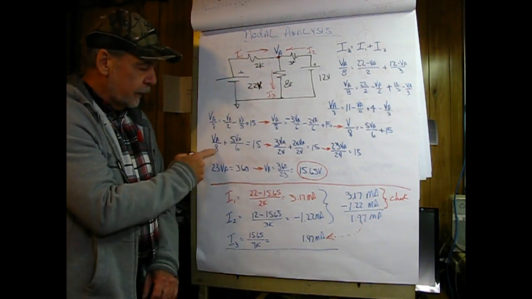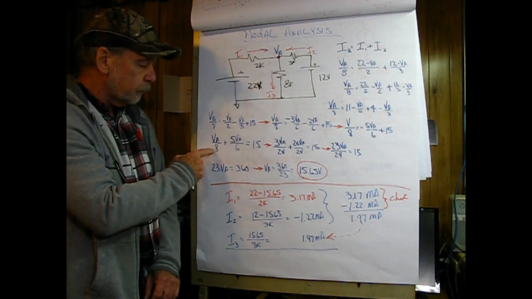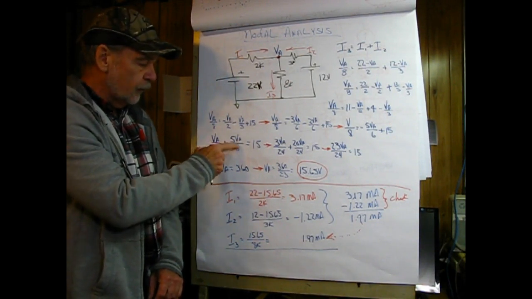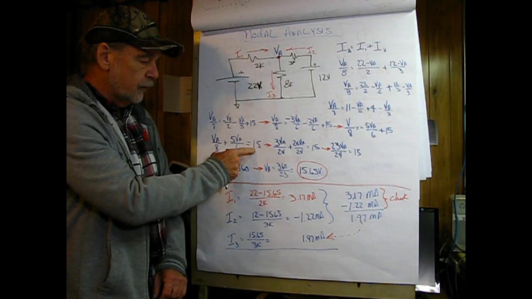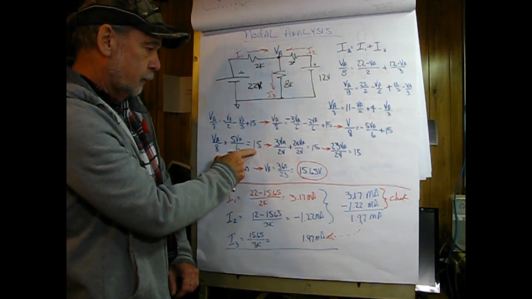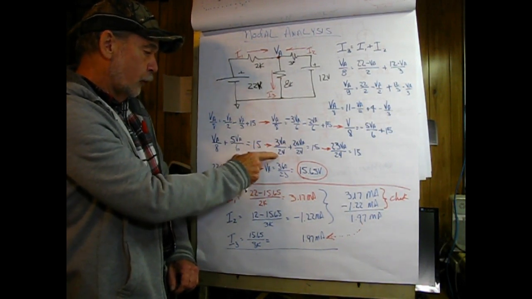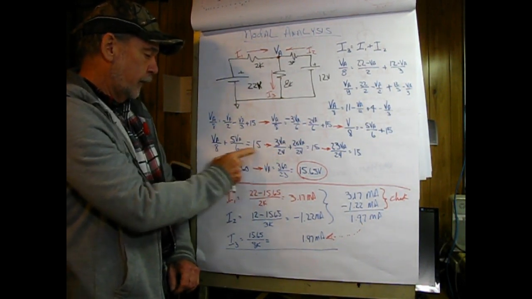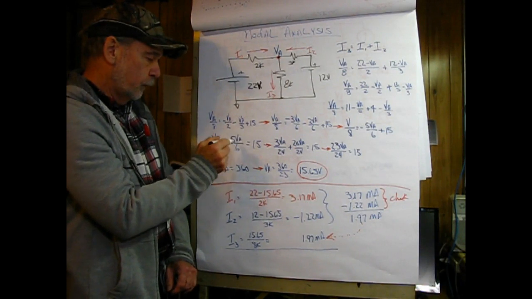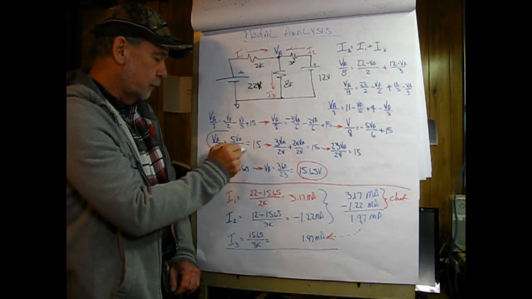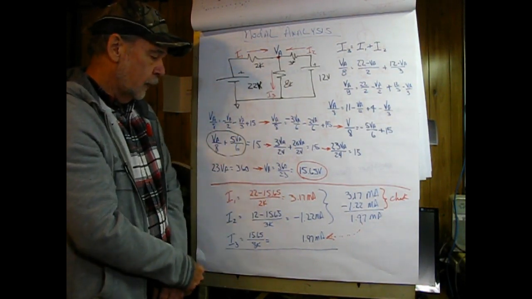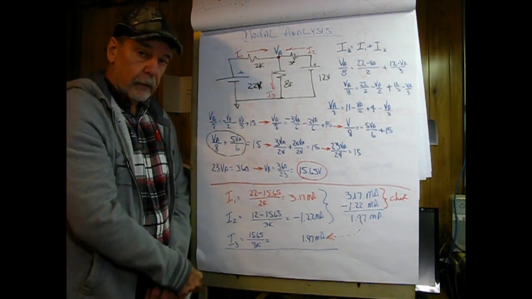So, coming back here, we have VA over 8 plus 5VA over 6 equals 15. Or 3VA over 24. What I'm doing here is combining these two like terms together, and what I need is a common denominator.